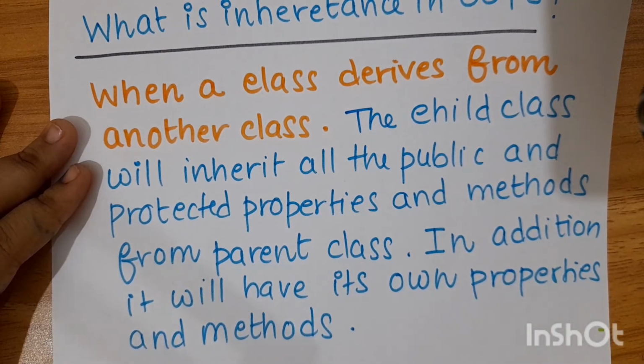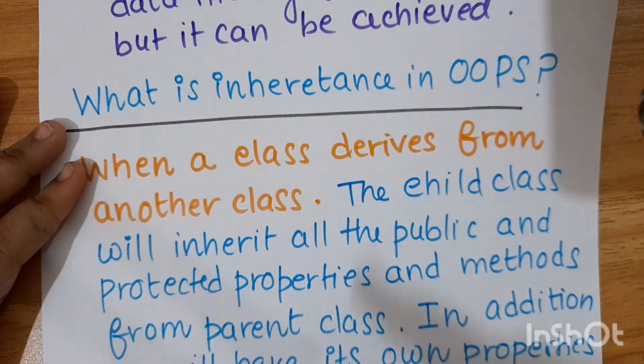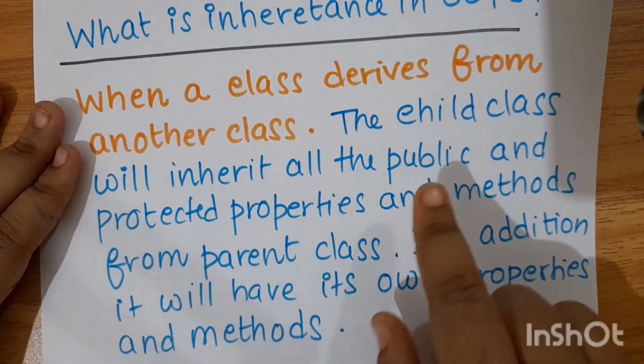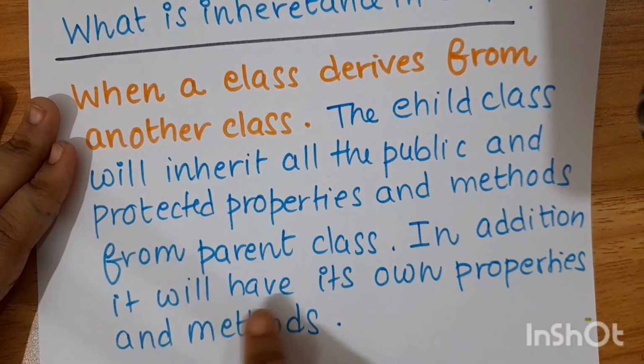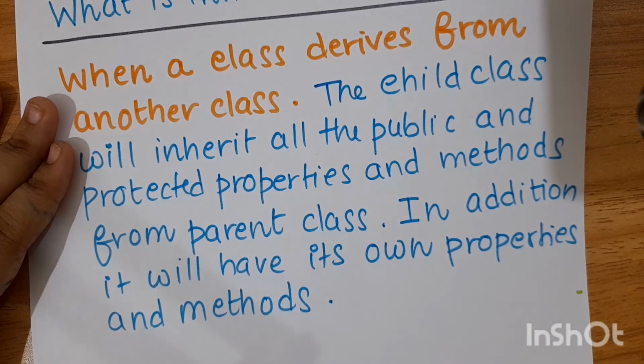Means the child will always have the features of the parent, maybe mother, father, the look, their nose, their eyes, their lips, their cheeks might look similar to the parents. But apart from them, they will have their own properties and own methods. So that is what we are talking about in inheritance. The child class will inherit all the public and protected properties and methods from the parent class. In addition, they will have their own properties and methods.